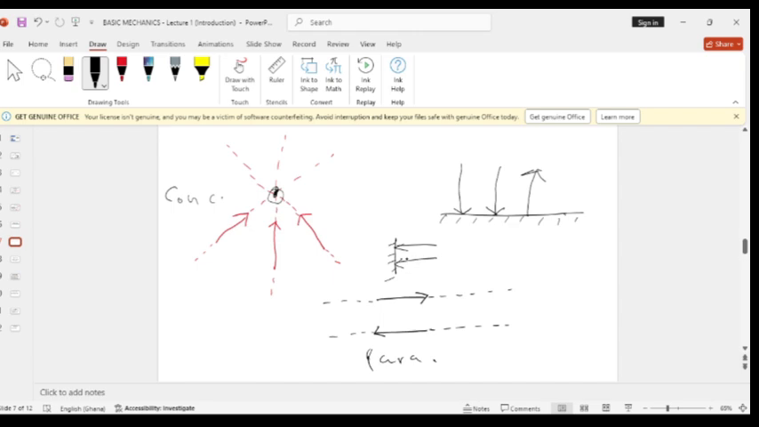So we have two forces acting on this plane. Then we say that this is a coplanar force system. Why is it a coplanar force system? It is a coplanar system of forces because they all act on the same plane. These forces are acting on the same plane here.